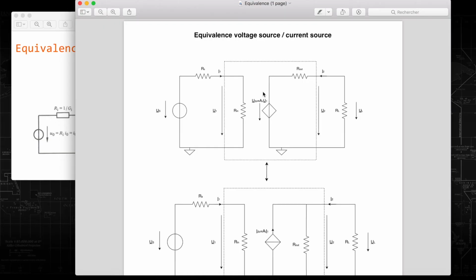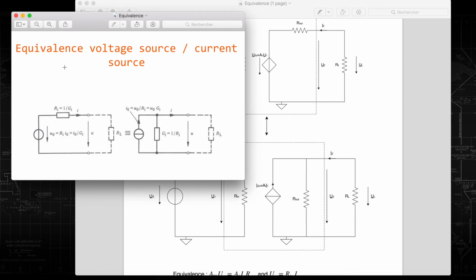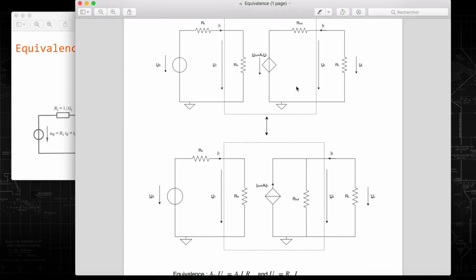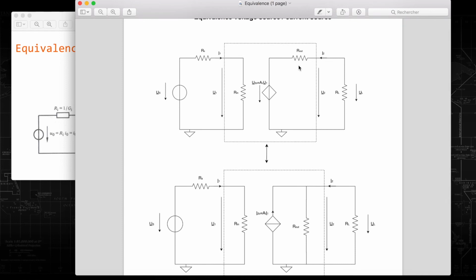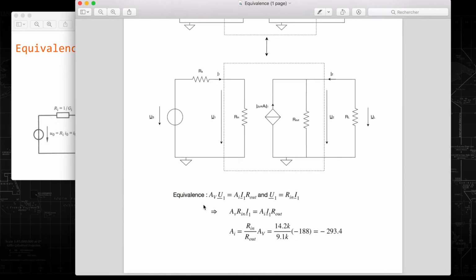In this two-port network, we have a voltage-dependent voltage source. It is also possible to represent this two-port network with an equivalent current-dependent current source that is controlled by the current I1. To do this, we will use this equivalence between a voltage source and a current source you have seen in class. The R out in series with the voltage source is the R out in parallel with the current source. Then we can use the equivalence.